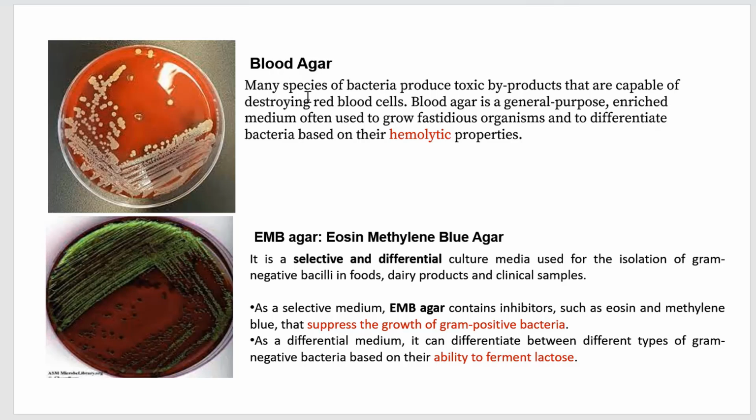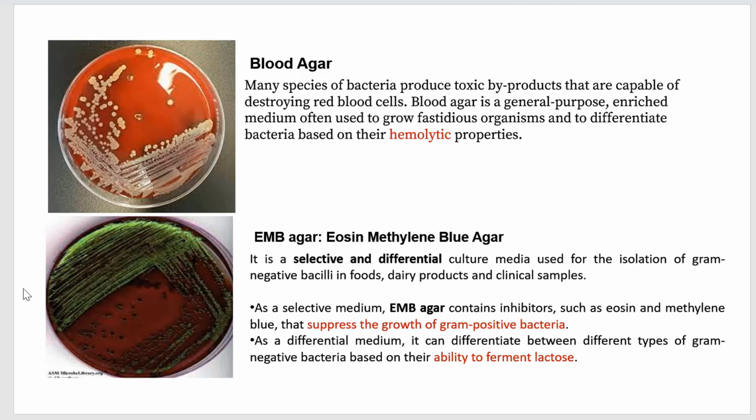As I mentioned earlier, blood agar is used. The medium contains blood, and it can differentiate the bacteria which release certain toxins or byproducts capable of destroying the red blood cells. Blood agar is a general purpose enriched medium used to grow fastidious organisms and to differentiate them based on their hemolytic properties. These bacteria release hemolytic substances, so the RBC is lysed in those areas where the bacteria is present, and they appear whitish.